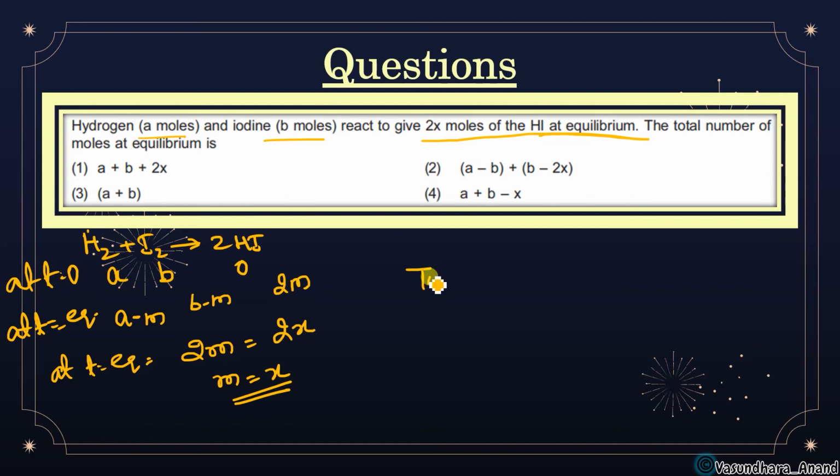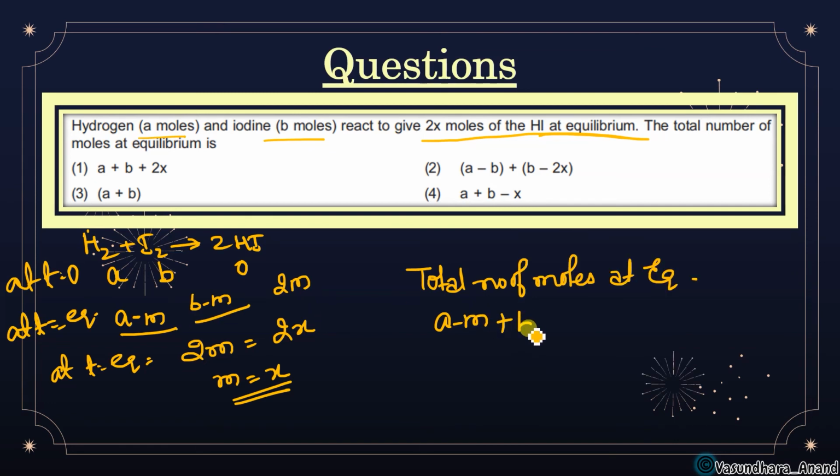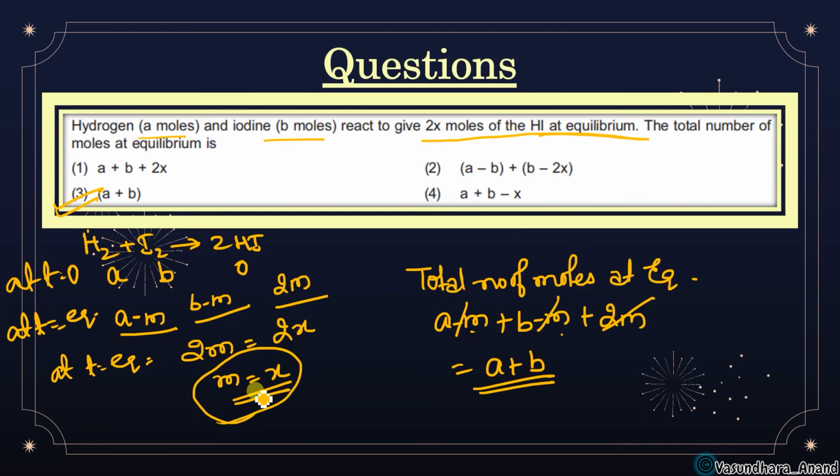So the total number of moles at equilibrium, how much will this be? This is A minus M plus B minus M plus 2M. Yes, because at this time reactant and product are all there. So this is minus M, minus M, and plus 2M, so it will be cancelled out, isn't it? What is this? A plus B. Clear? This is the answer. No need to calculate this, there was no need to calculate it. But still, with the process we will move on. Okay? And we'll find that A plus B.